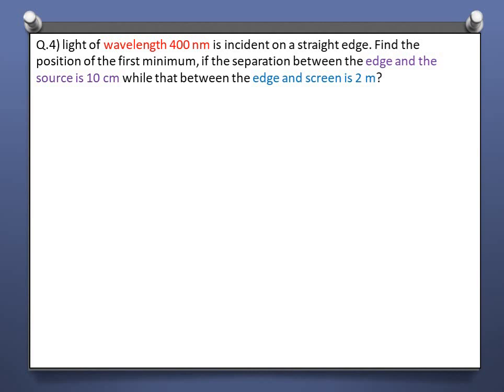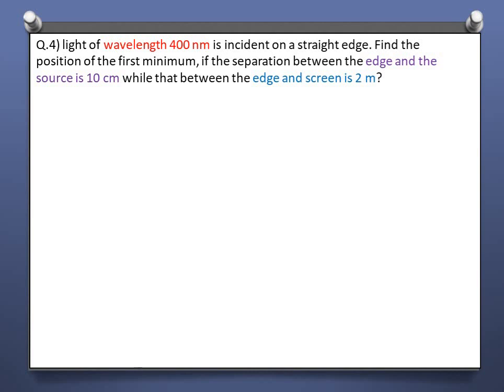Light of wavelength 400 nanometer is incident on a straight edge. Find the position of the first minimum if the separation between the edge and the source is 10 cm, while the distance between the edge and the screen is 4 meter.